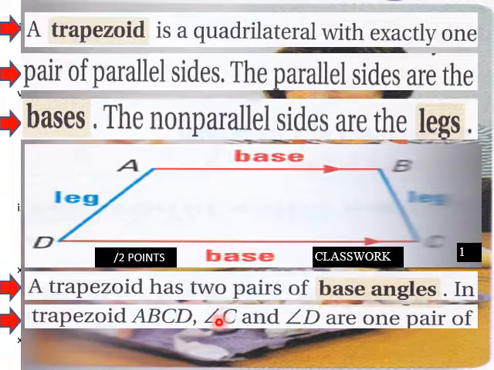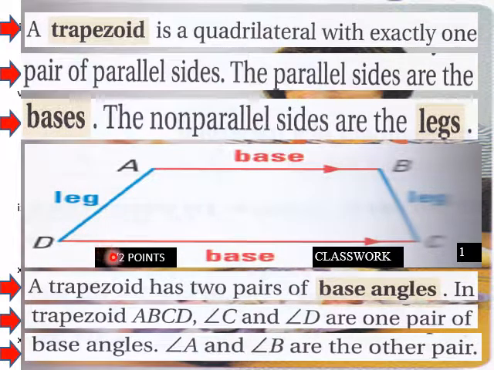Trapezoid ABCD, angle C and angle D are one pair of base angles, and angle A and angle B are the other pair of base angles.